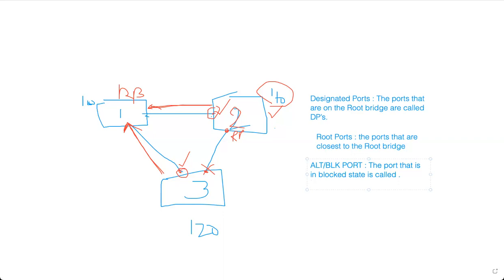So we discussed the spanning tree states. We discussed the spanning tree port types. Okay. Questions?